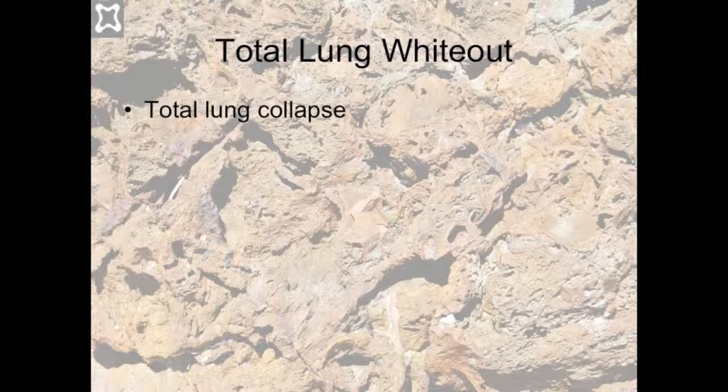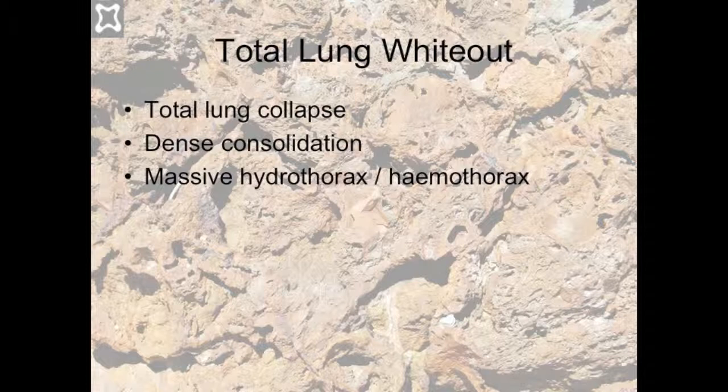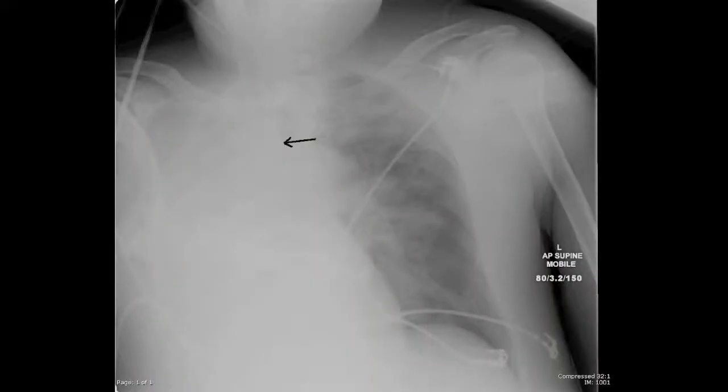Total lung collapse causes whiteout of the entire hemithorax. This can be differentiated from other causes of white lung, such as a dense consolidation or massive hydrothorax, because there is evidence of lung volume loss. For instance, the trachea moves towards the area of whiteness in collapse, is central in consolidation, and moves away in hydrothorax. The other cause for this appearance is post-pneumonectomy surgery.